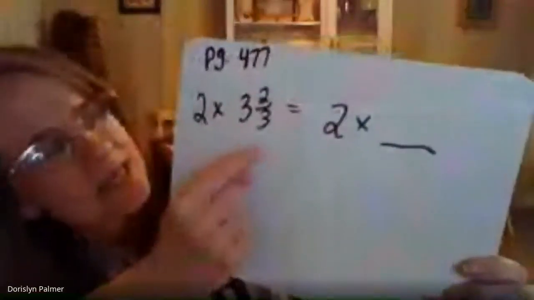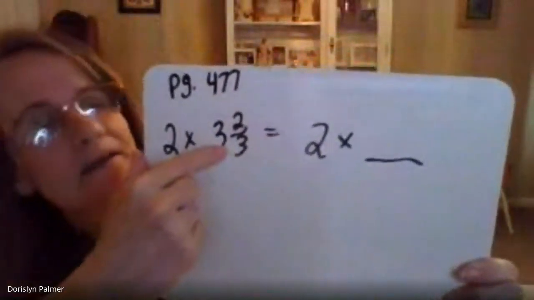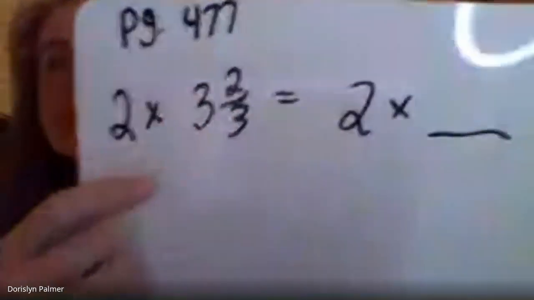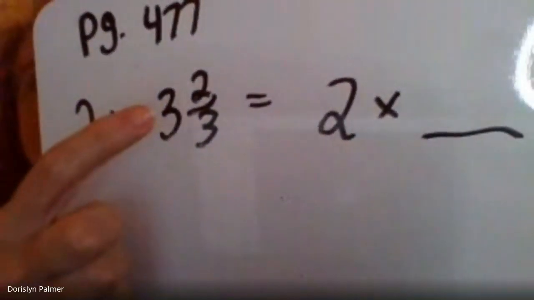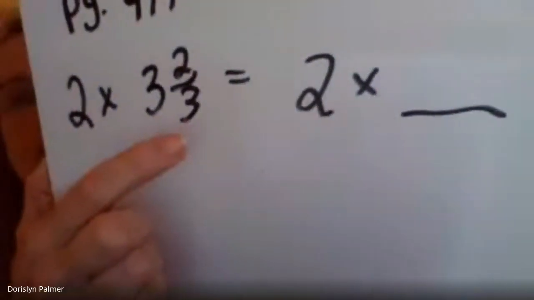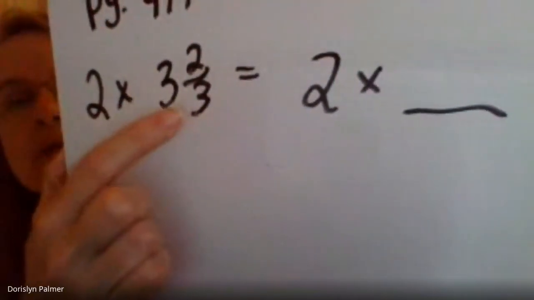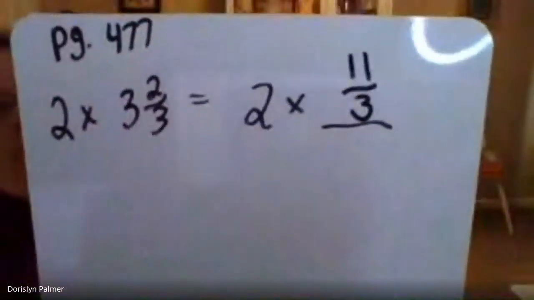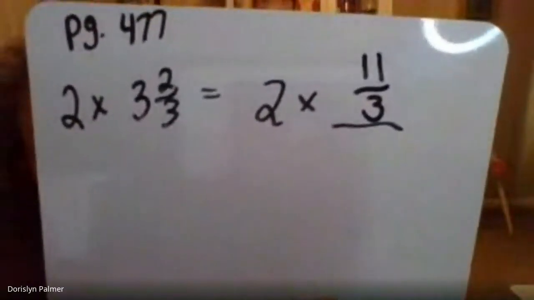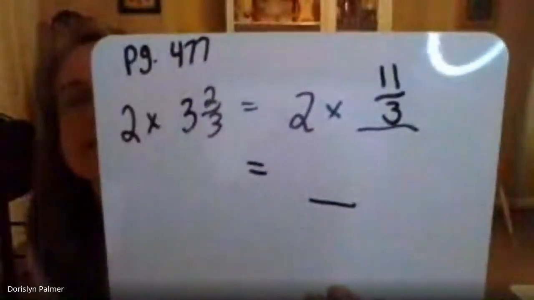Good. Yep. So we do this. We say 3 times 3 is 9, plus 2 is 11. Okay? So we take the denominator, 3, and multiply it by our whole number. 3 times 3 is 9, plus 2 is 11. And we put that over 3. So on that first line, we're going to put 11/3. And right below that, it says equals. And now they want us to multiply 2 times 11/3.